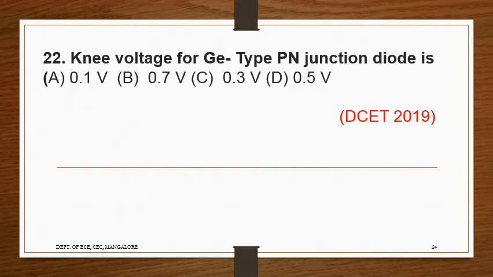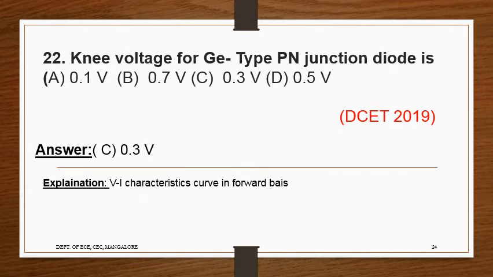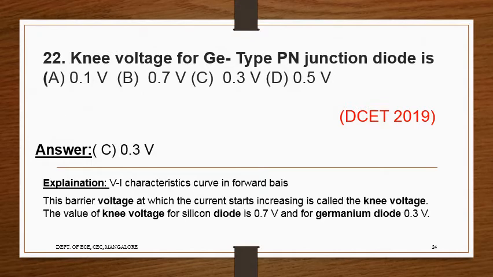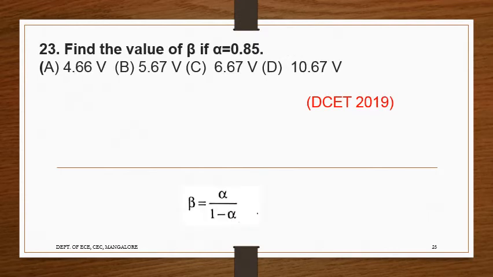Knee voltage for germanium PN junction diode is A 0.1 volts, B 0.7 volts, C 0.3 volts, D 0.5 volts. Answer is C, 0.3 volts. In the VI characteristic curve in forward bias, the voltage at which the current starts increasing is called the knee voltage. The value of knee voltage for silicon is 0.7, germanium 0.3.